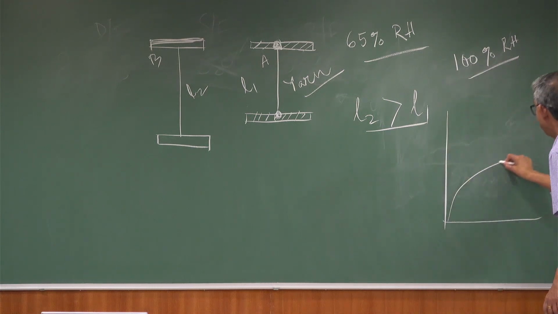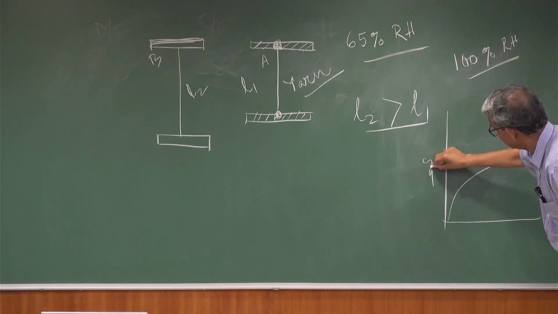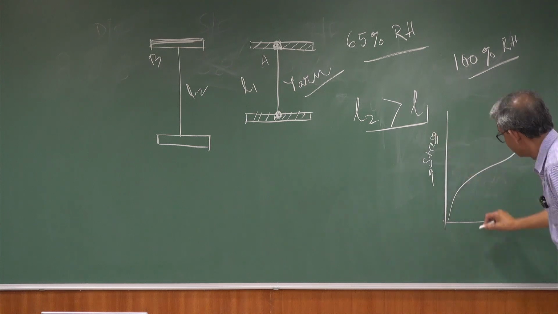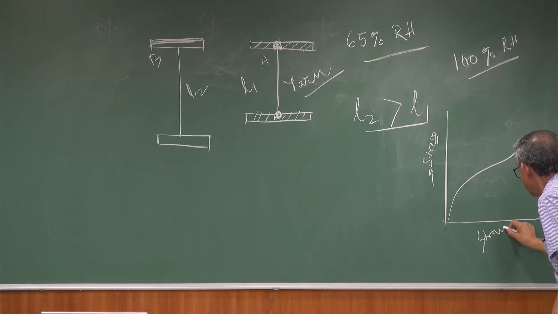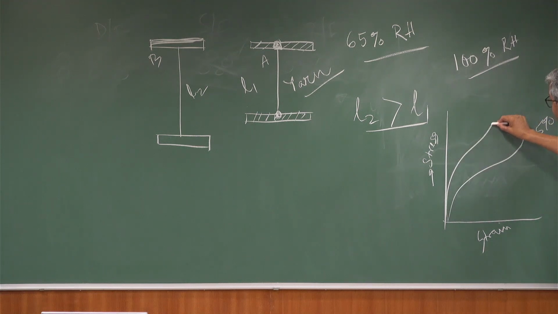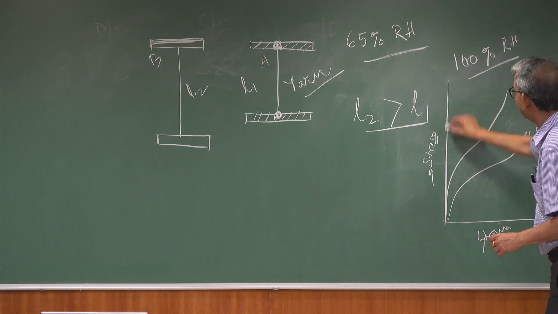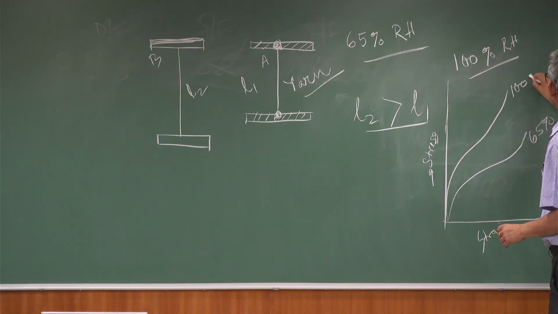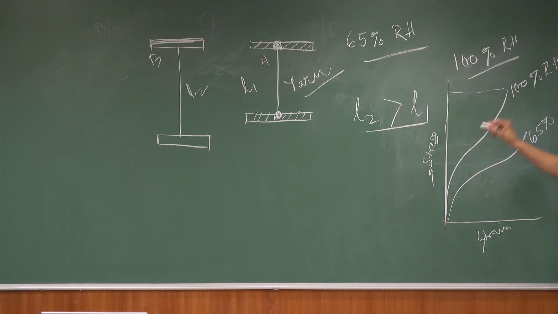This is the normal stress-strain curve for 65% relative humidity. For 100%, he will get a little bit higher value for the same cotton yarn, so he is reporting this value.